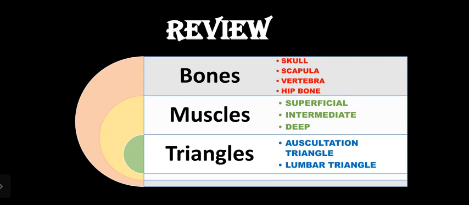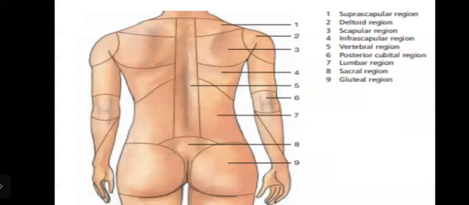Moving forward, now this is the regional anatomical overview of the human body at the back, starting with the scapular region. The scapular region is a region where our scapula is located. The region which is above the scapular region is the suprascapular region, and the region which is present below it is the infrascapular region. In this region, we have another region, that is the deltoid region. The deltoid region is marked as 2, where the deltoid muscle is present.